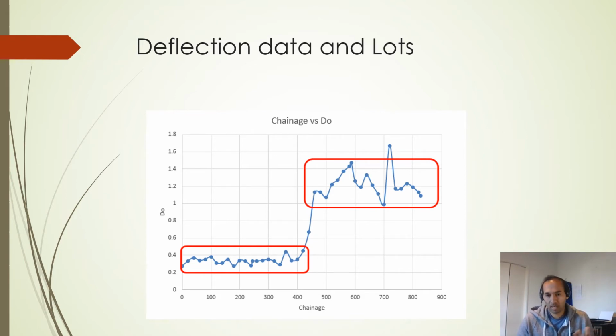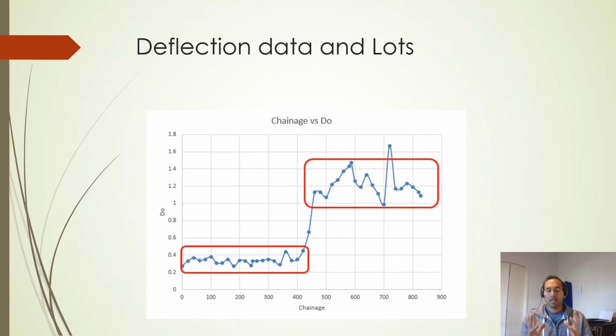We've had a look at the plotted data, and we can see very clearly that there's a lot down the bottom, roughly from chainage 0 to chainage 420, and then there's a lot up the top, which is from chainage 440 onwards to the end of the road. So we can see that these two lots, the road is performing quite differently at these 2 points. The road deflections are quite low at one point, the road deflections are quite high at another point.